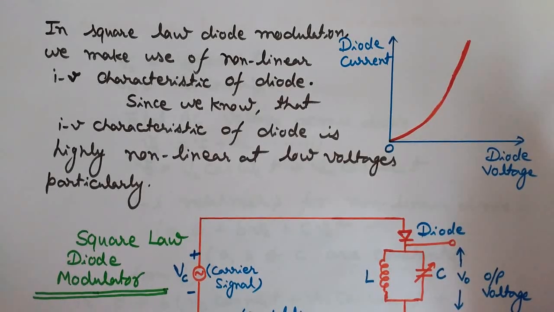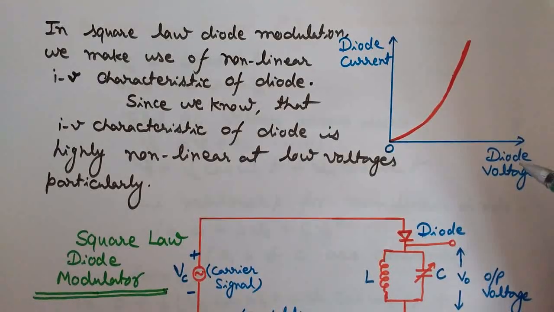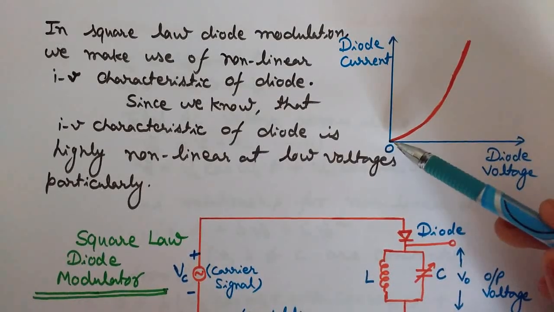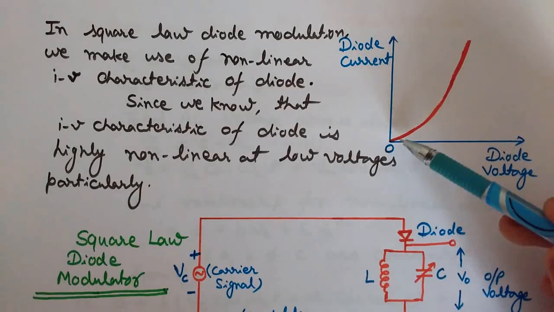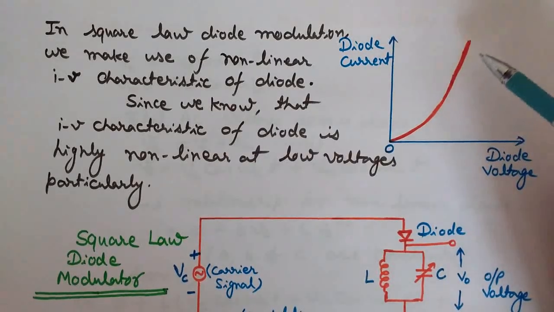Here, as a non-linear device, we are using the diode. That's why it is known as square law diode modulation. Here you can see this graph, this is the diode voltage and diode current. This is the IV characteristic of the diode, and with this characteristic it is easy to observe that this is highly non-linear. This curve is highly non-linear for low voltages, and then it becomes linear.